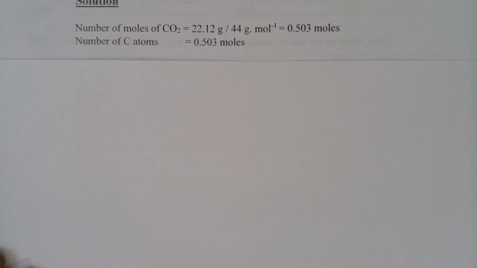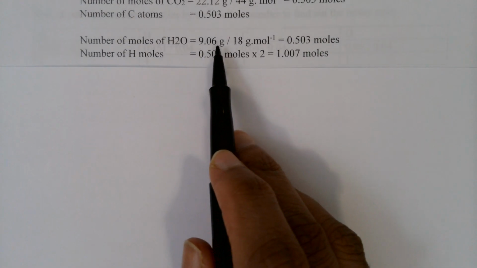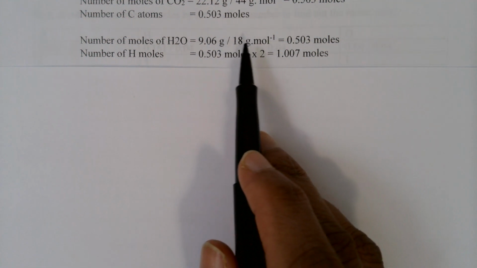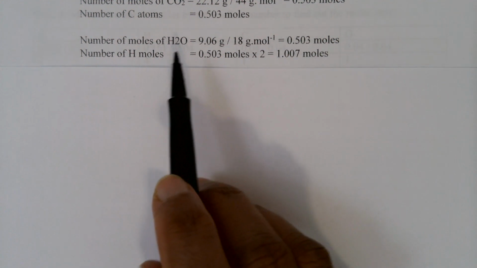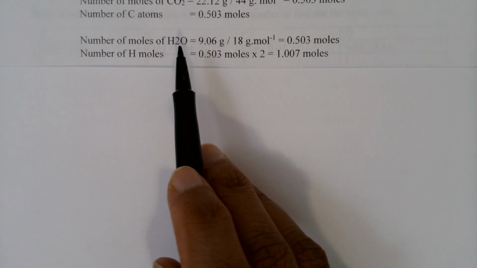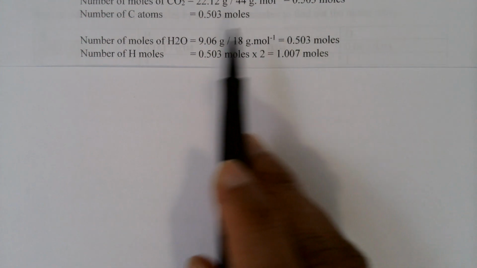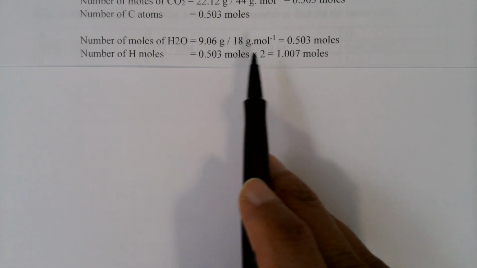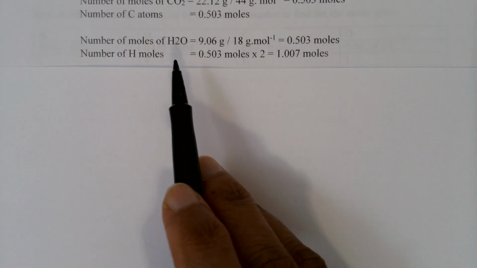Now let's move on to water. The water produced is 9.06 grams. How can we convert grams into moles? Divide by the water molar mass, 18 grams per mole. It is equal to 0.503 moles. But 1 mole of H2O contains 2 moles of hydrogen. So if you take 0.503 moles, that contains double that amount of hydrogen moles, that is 0.503 multiplied by 2, 1.007 moles of hydrogen inside water.